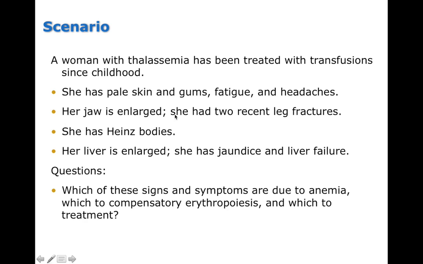Her jaw is enlarged, and she's had 2 recent leg fractures. Well, this would come from the compensatory erythropoiesis. Because if her red blood cell count is low from these cells rupturing, it would make sense then that the compensatory erythropoiesis would cause her mandible to enlarge because of that red bone marrow growth, and the leg fractures can come from weakening of bone due to an increase in bone marrow pressure inside of the femur.